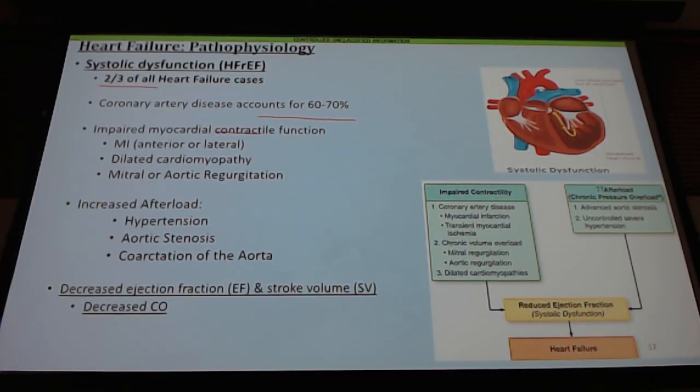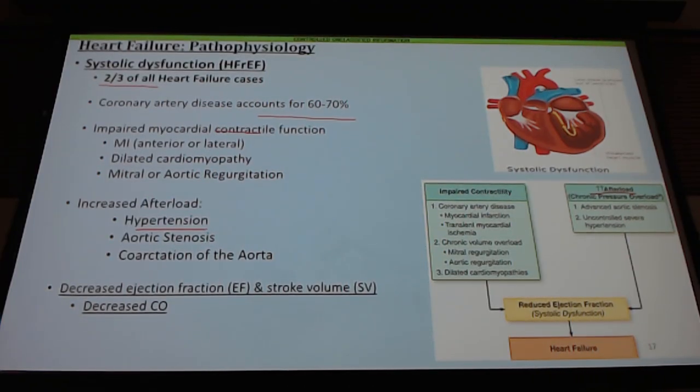The other kind of version of HFrEF that we're going to see is if the afterload is increased, especially dramatically increased. So things like poorly controlled hypertension. Now this is not necessarily your 140 over 91. This might be like your 160, 170. Not even necessarily getting to the hypertensive crisis range, but if your heart's having to pump blood out against a systolic of 170, imagine how that's going to impact the function of the heart.